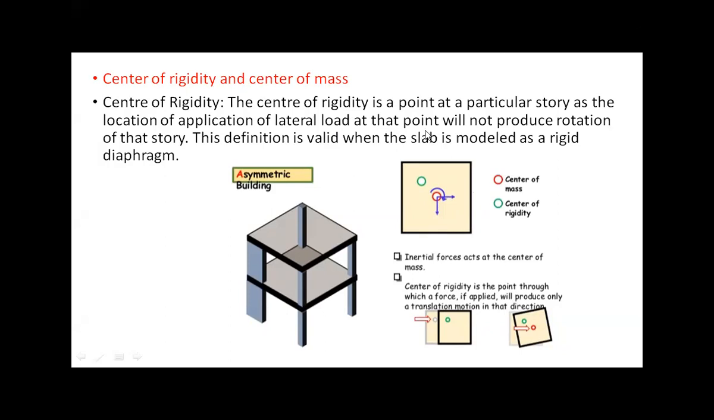These 2 points, the center of rigidity and the center of mass, are very important in this unit for deciding regularity and irregularity. These 2 points are also given in your syllabus.